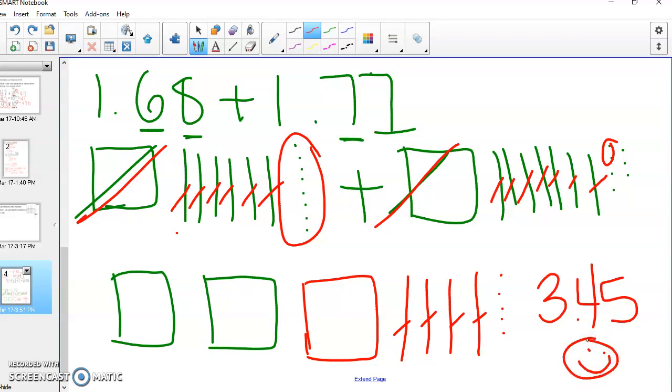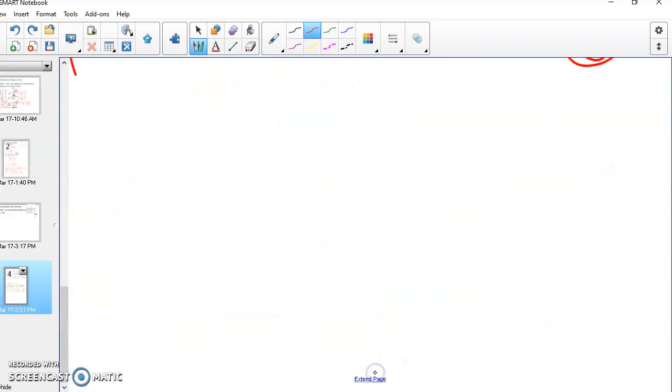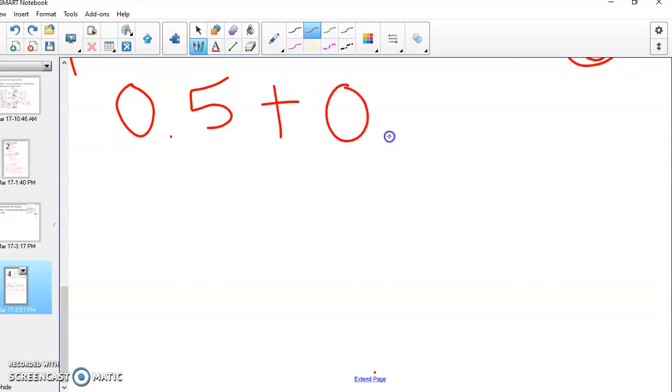Okay. All right, I'm going to show you 2 ways to do the next one. So we're continuing working on the guided practice. You guys are doing awesome. All right, so now it says draw a model to find the sum. So the sum is the answer to an addition problem. So we have 5 tenths plus 14 hundredths.